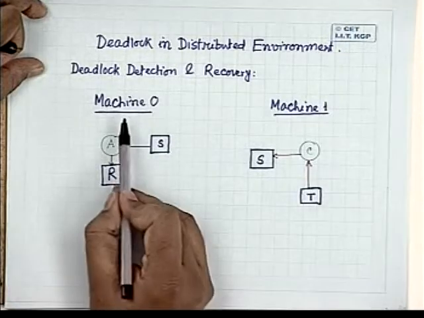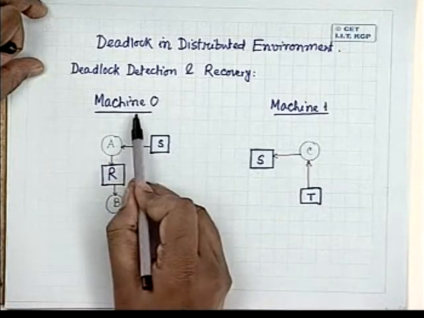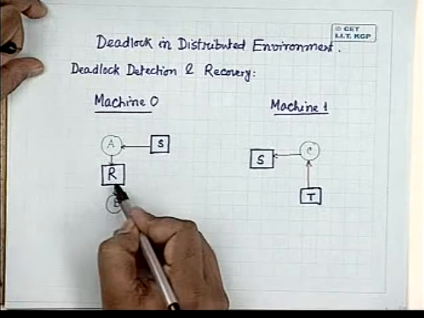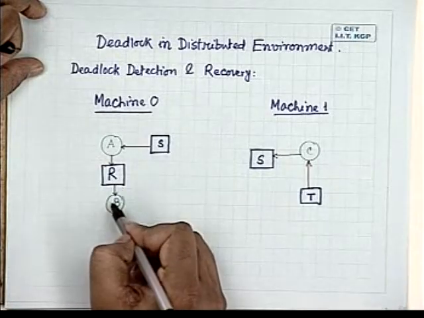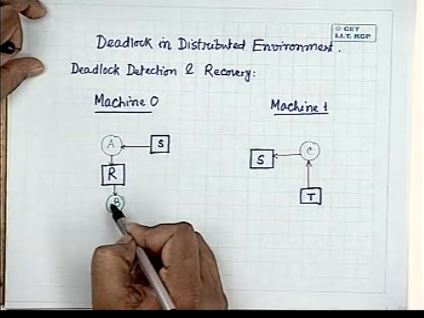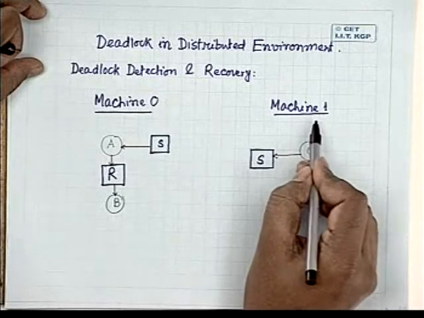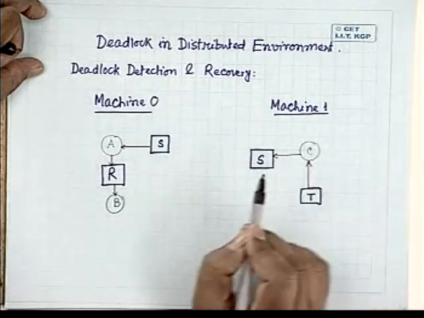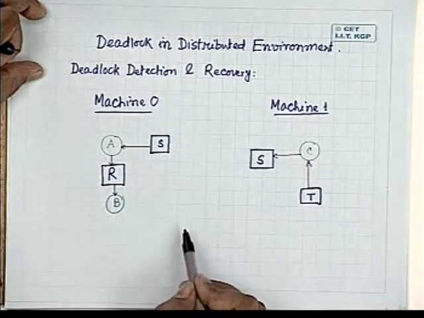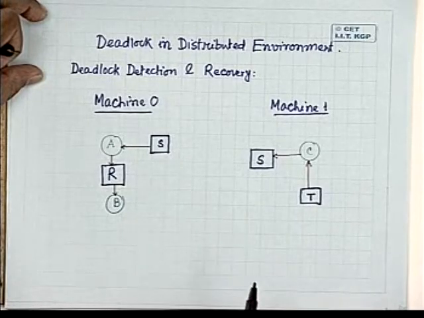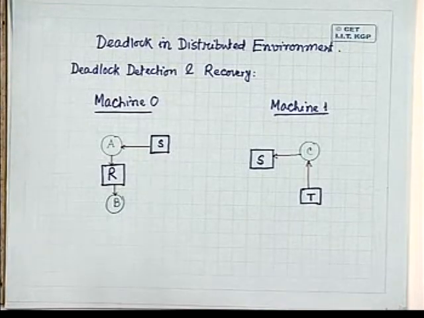So I have two machines, machine 0 and machine 1. Machine 0 sends the message that edge RB has been deleted, and machine 1 sends an updation message to the central coordinator that a request edge BT has been generated. And these are two independent messages.